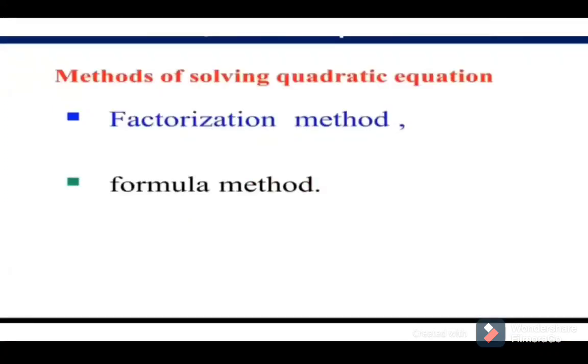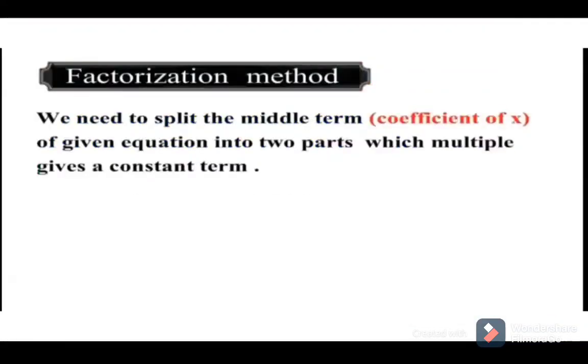There are two methods of solving a quadratic equation. First is the factorization method and second one is the formula method. Let's see what the factorization method is. We need to split the middle term, meaning the term which has the coefficient of x in the given equation, into two parts which are multiples of the constant term.